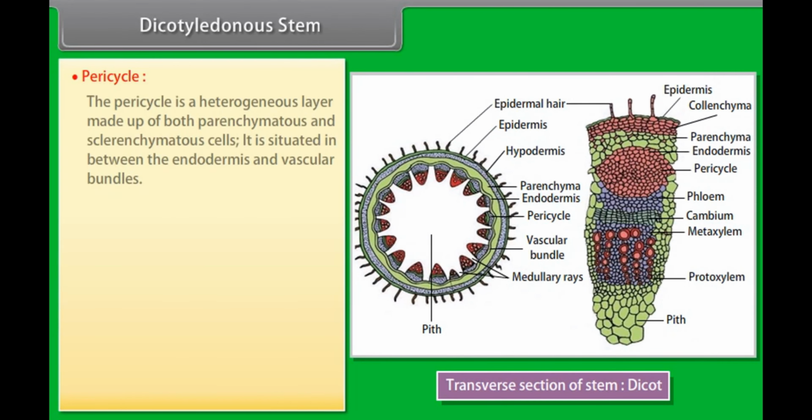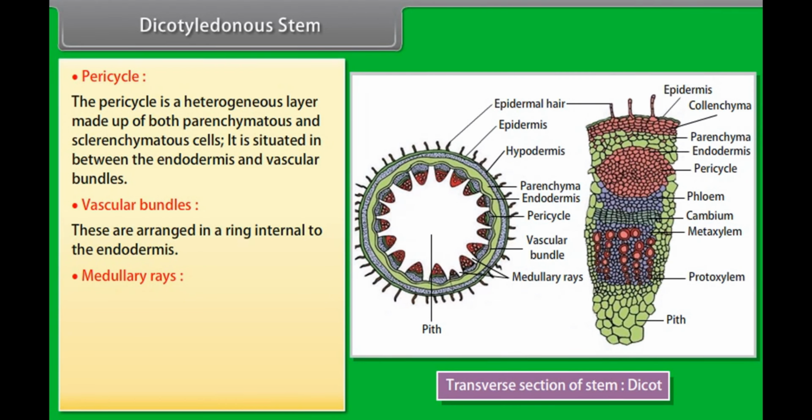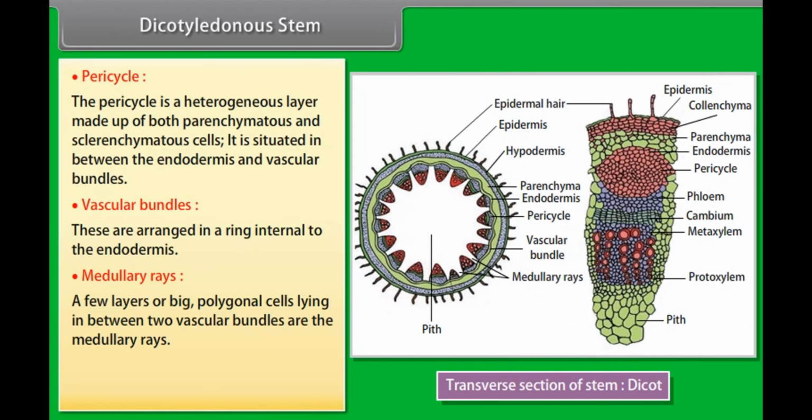Pericycle. The pericycle is a heterogeneous layer made up of both parenchymatous and sclerenchymatous cells. It is situated in between the endodermis and vascular bundles. Vascular bundles. These are arranged in a ring internal to the endodermis. Medullary rays. A few layers of big polygonal cells lying in between two vascular bundles are the medullary rays. Pith. These cells store food material and water.